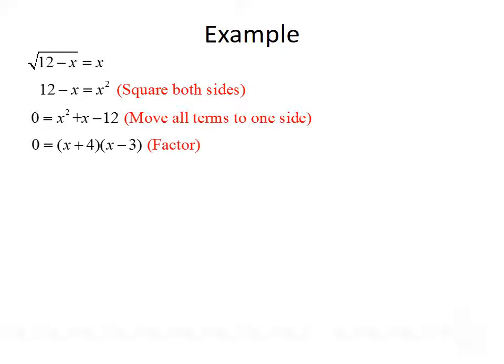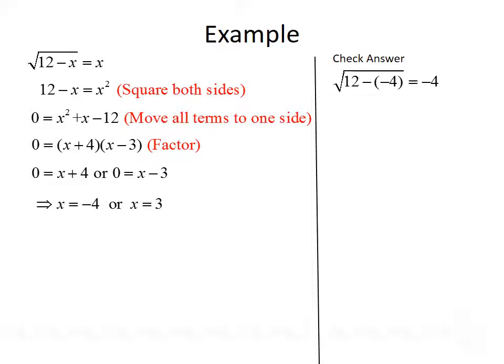We can factor the quadratic, giving us x plus 4 times x minus 3. Then we use the zero product property, so 0 equals x plus 4, or 0 equals x minus 3, and we can solve for both of these equations, giving us x equals negative 4, or x equals 3. Now we need to check and see whether these answers are true.